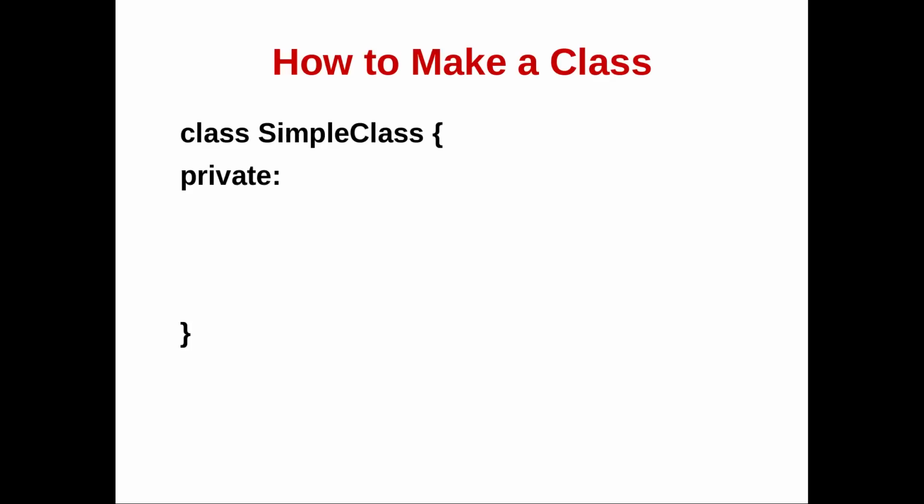Alright, then we have this identifier called private. What goes in private? All of your data members and your private methods.